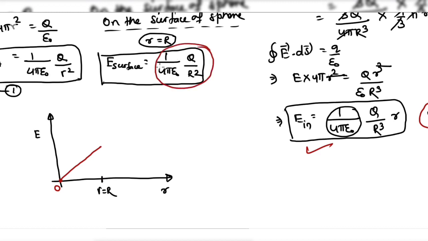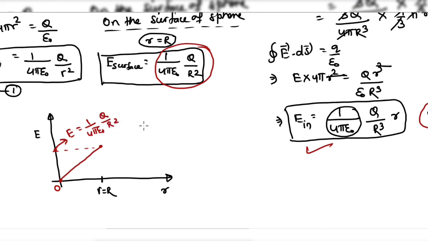1 by 4 pi epsilon naught q by R square is the electric field. So just draw a perpendicular. This value is equal to how much? E equal to 1 by 4 pi epsilon naught q by R square.